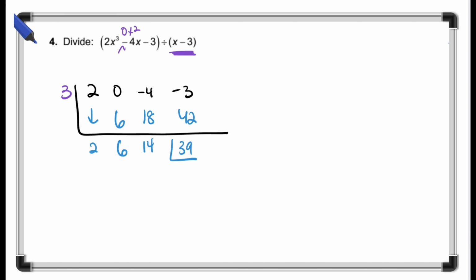So this from x to the third becomes x squared, with again a remainder. So when you write your answer, it's 2x squared plus 6x plus 14 with your remainder of 39, and that's going to go over your divisor.